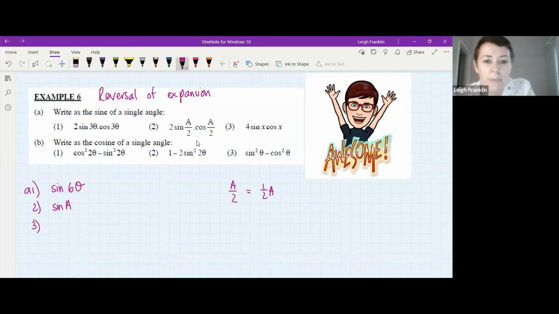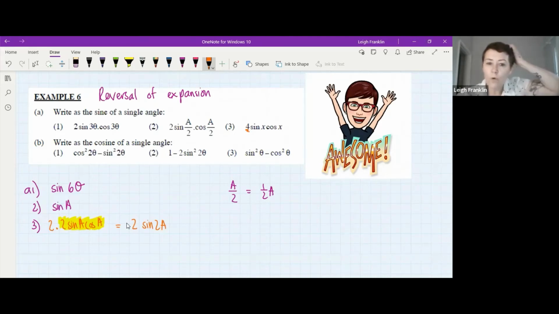All right, and then in number 3, 4 sine x cos x. Now, we've had a conversation about this one as well. What we can do here is split the 4. So you can write that as 2 times 2 sine A cos A. Then this bit that's highlighted in yellow, that's your identity. And it's going to be equal to 2 sine 2A. Okay, we spoke about that one as well.